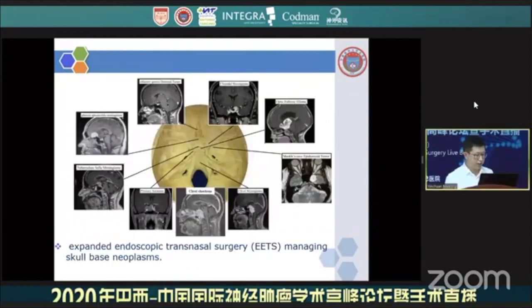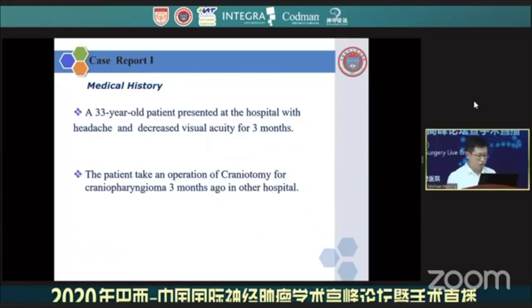So you can see impending endoscope transcranial surgery managing every kind of scalp-based neoplasms. So let me introduce our experience in expanded endoscope transcranial surgery managing scalp-based neoplasm. This is case one, a 33-year-old patient who presented at the hospital with headache and decreased visual activity for 3 months. The patient had an operation of craniotomy for a craniopharyngioma 3 months ago in another hospital.